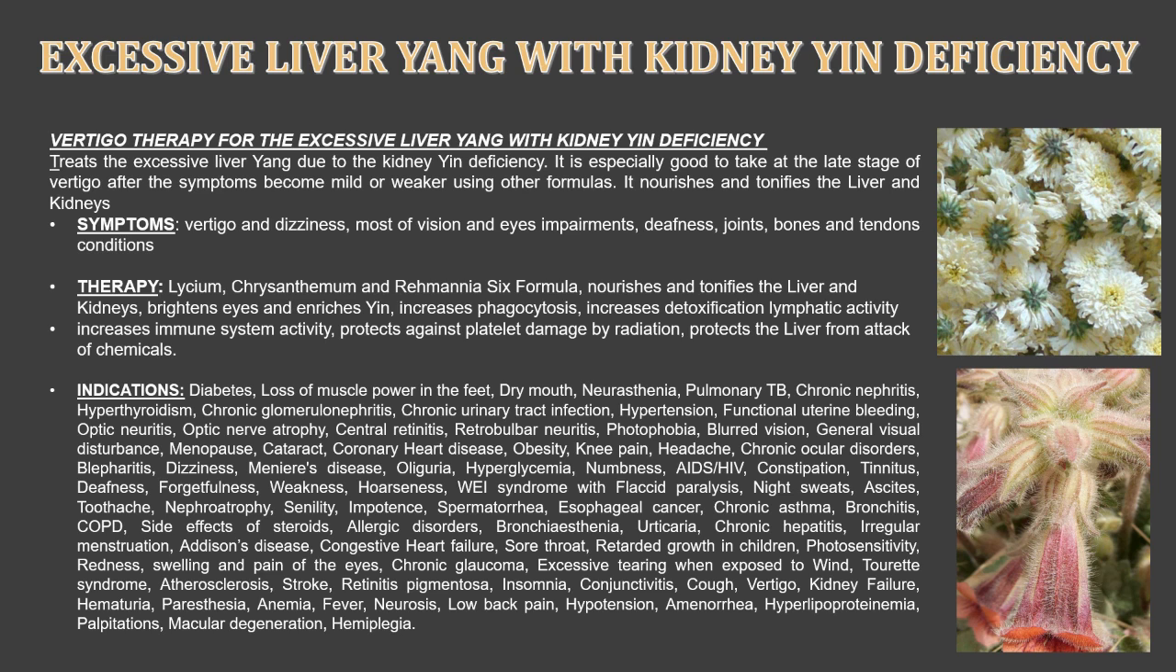Symptoms, again, are vertigo and dizziness, most of the vision and eye impairments, also deafness and joint, bone and tendon conditions. And the therapy here is lycium, chrysanthemum and Rehmannia 6 formula, which all nourish and tonify the liver and the kidneys. They also brighten the eyes and enrich the yin, increase phagocytosis, increase detoxification, lymphatic activity, also immune system activity, and they also protect against platelet damage by radiation, and they protect the liver from attacks of chemicals. And as you can see here, apart from vertigo and dizziness, there are many other indications that can be treated with this formula in TCM.